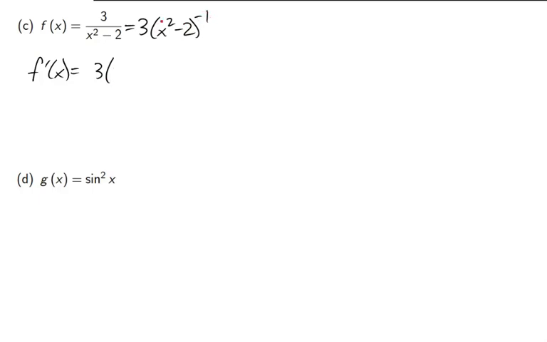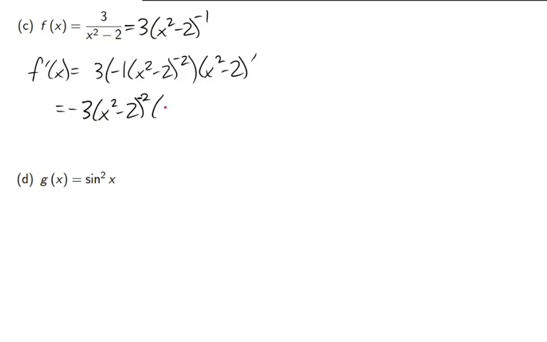I've got u to the negative 1, and I'll use the power rule. Negative 1 u, and then you subtract 1 from the power. Negative 1 minus 1 is negative 2. So negative 1 u to the negative 2. Just leave the inside alone and multiply by the derivative of the inside. So we get negative 3 times x squared minus 2, to the negative 2. And the derivative of the inside is 2x. You can leave it in this form. You might simplify it a little bit, but right now I'm not concerned about that.